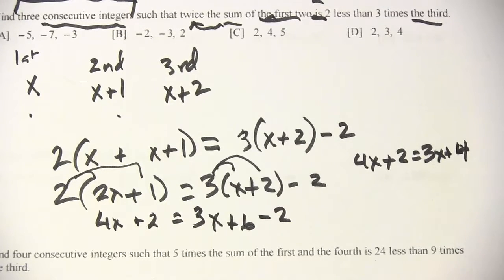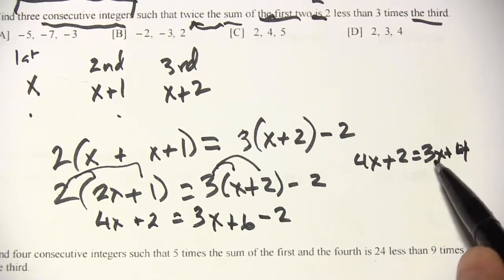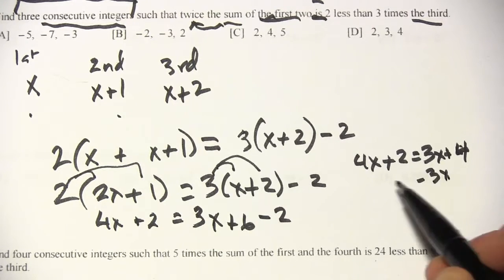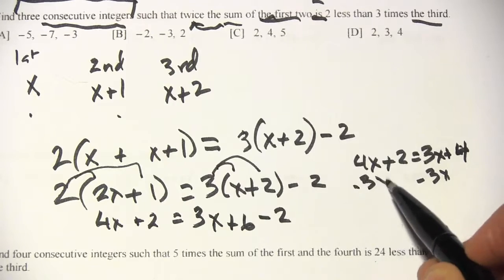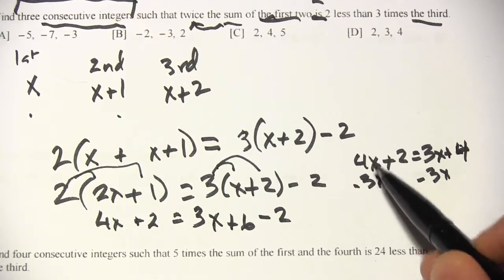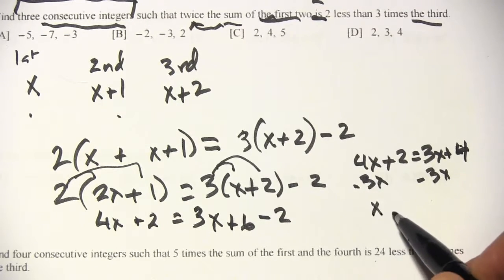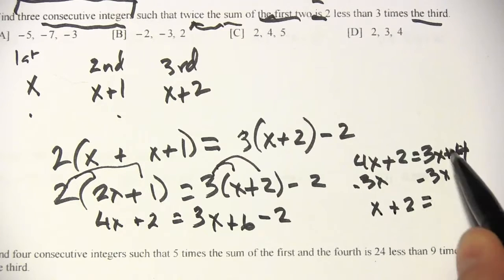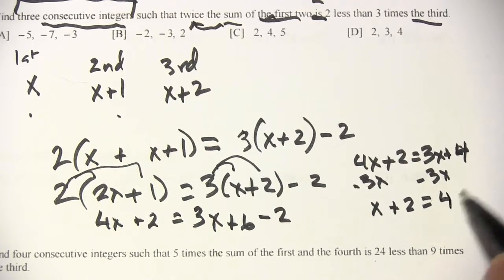And now I have x's on both sides of the equation, so I want to get the x just on one side. I think I'm going to do that by subtracting 3x from both sides. That'll take care of the x's on the right. 4x minus 3x is x. I'm going to have my plus 2. This goes away, so I just have 4.